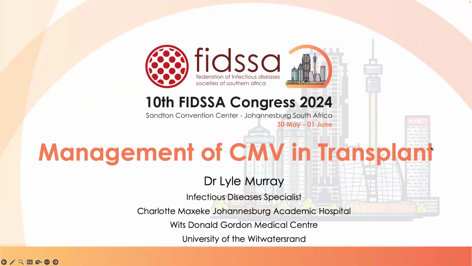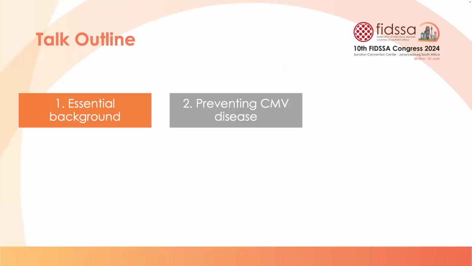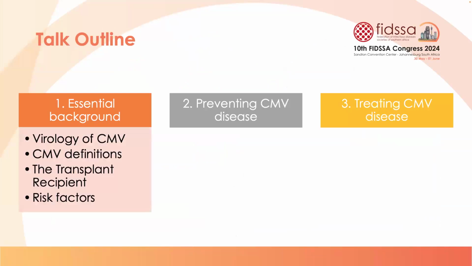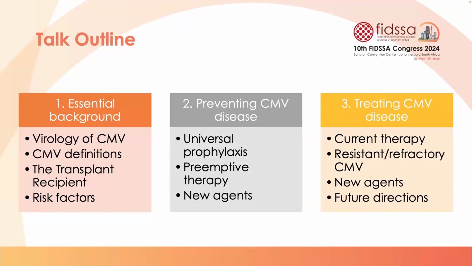Great. So I'm going to focus on one of these infections. I'm focusing on CMV. I'll go through a little bit of background, and talk about two major components of managing CMV. One is preventing it, and then also treating CMV disease in transplant patients. So go through a little bit of virology, look at a few CMV definitions, look at what makes the transplant recipient special, then look at the ways to prevent CMV disease, mainly via two kinds of approaches, although some units do use a kind of hybrid approach, and then look at how we treat CMV disease if we're not successful at preventing it.